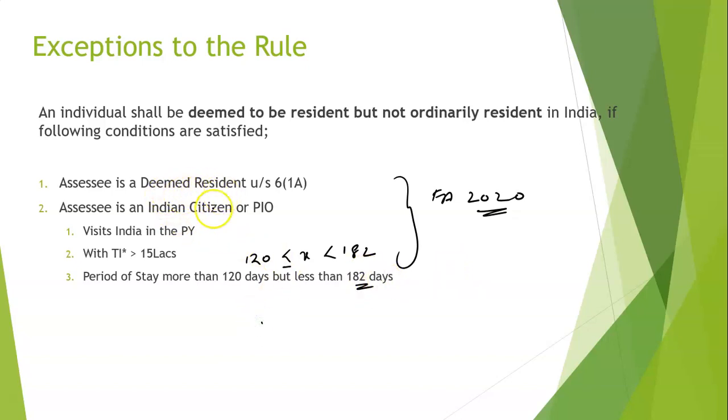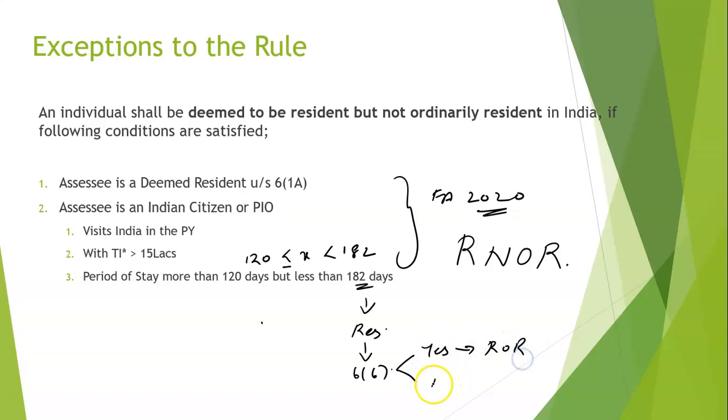So these two assessees, deemed resident and the Indian citizen or person of Indian origin, shall always be an RNOR. But with respect to the Indian citizen or person of Indian origin, make sure that they do not stay for 182 days or more. If they stay for 182 days or more, what happens? They become a normal resident. If they become a normal resident, 6.6 becomes applicable. They can be an ROR. If 6.6 is satisfied, they become an ROR. If they do not satisfy 6.6, they become an RNOR. This is only when they stay for more than or equal to 182 days.